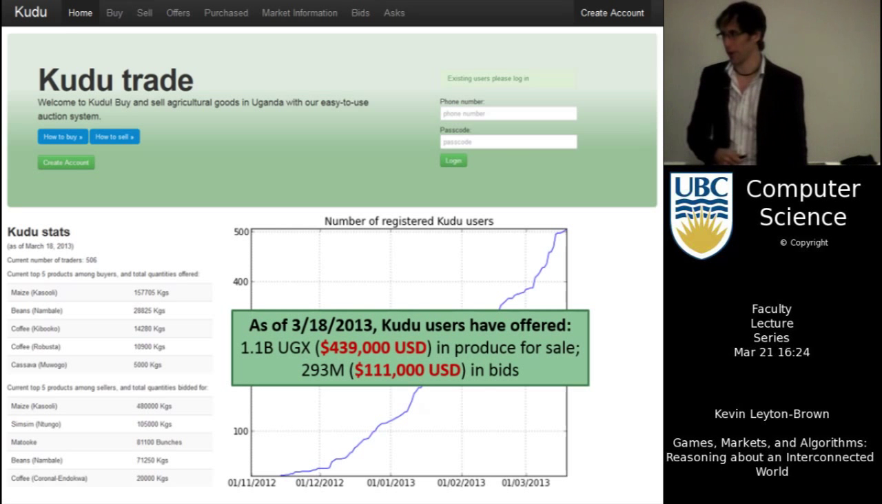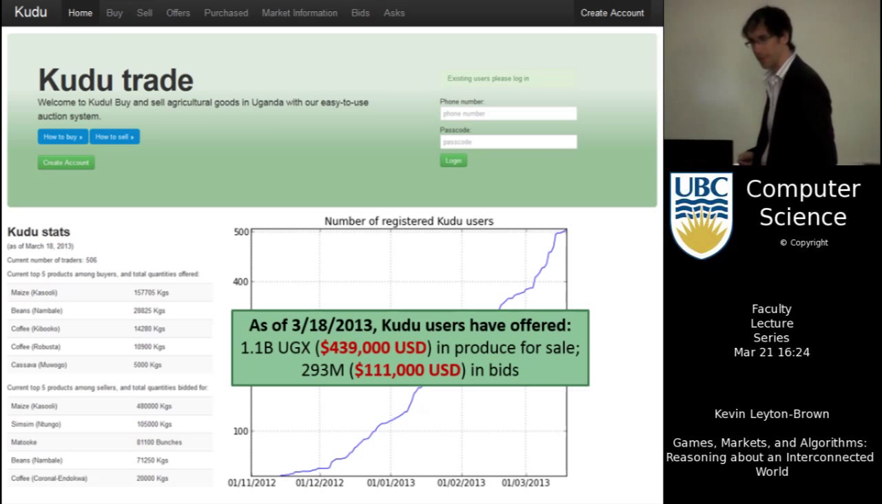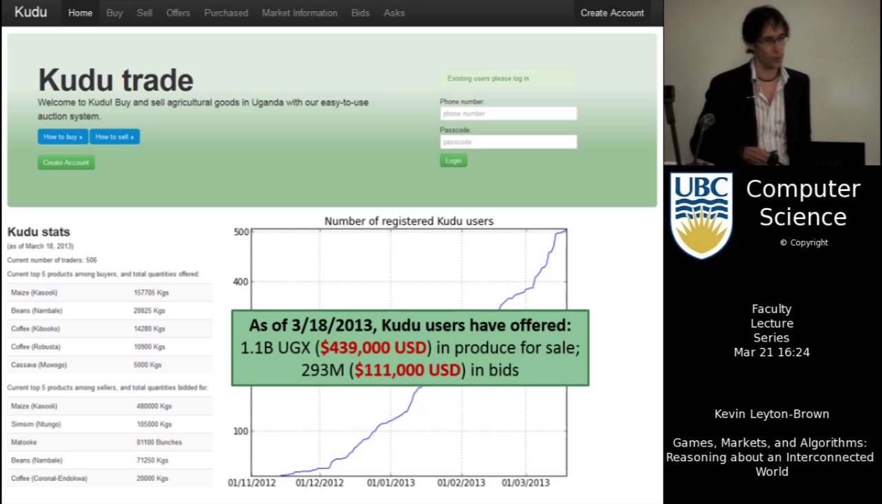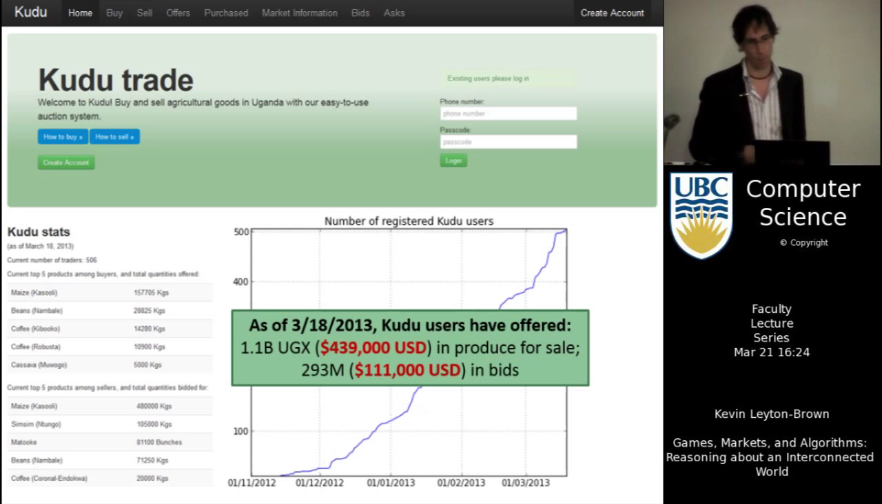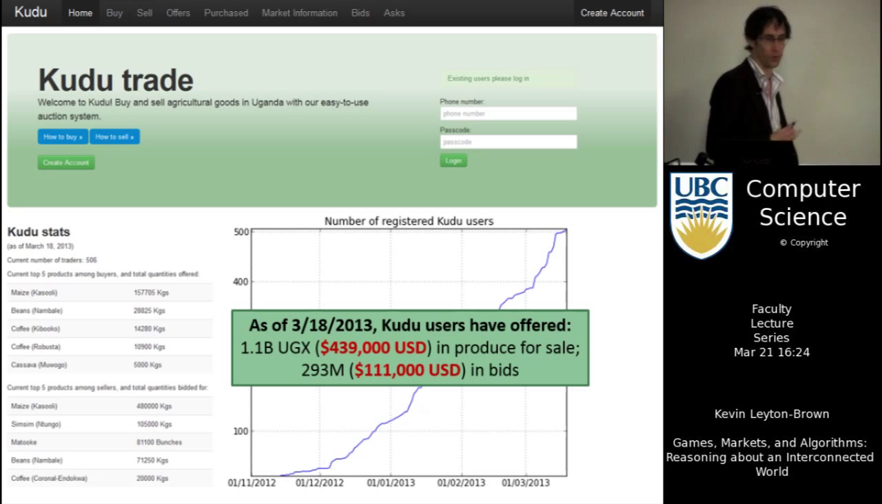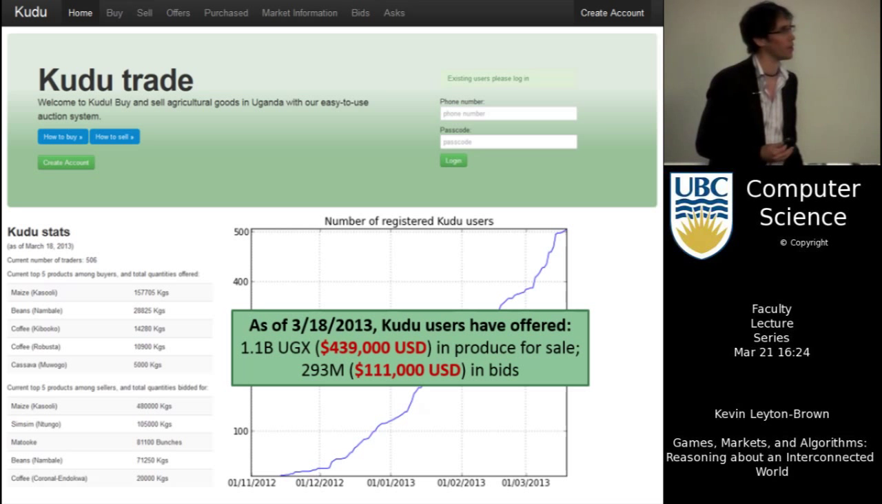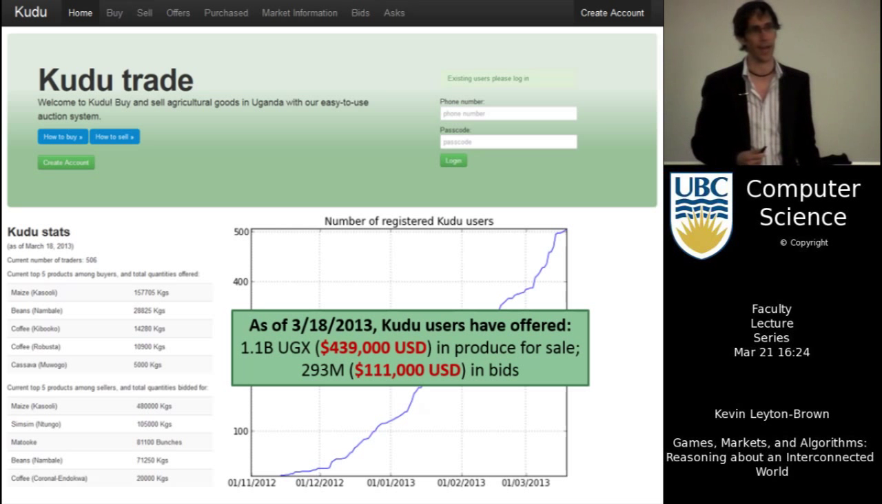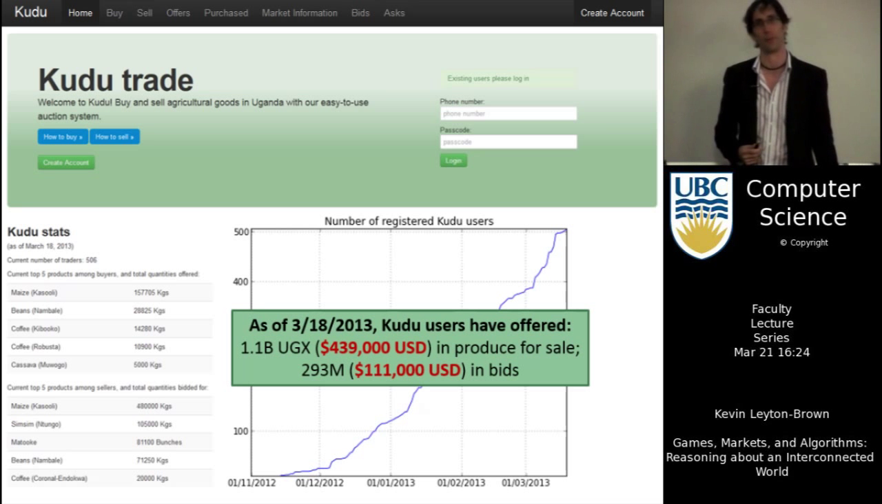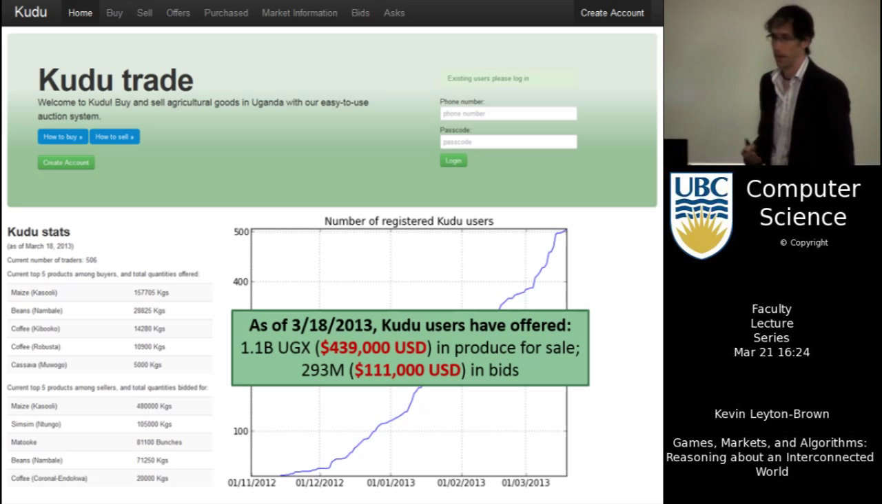Another way of thinking about it is in terms of money. So as of a couple of days ago, Kudu users have offered about $500,000 US in produce for sale and about $100,000 US in produce to buy. Of course, as you might imagine, a US dollar buys rather a lot of food in Uganda. So these are particularly large amounts of money in Uganda. And this is pretty encouraging.